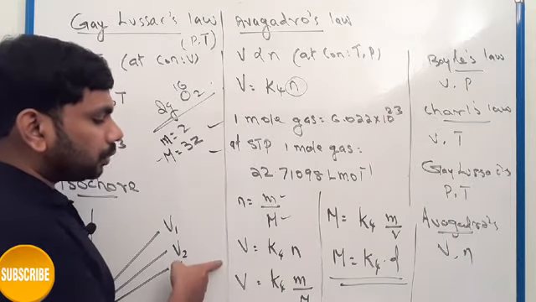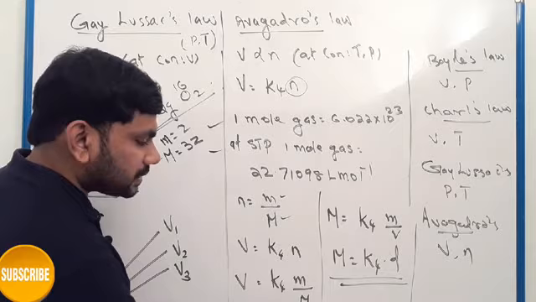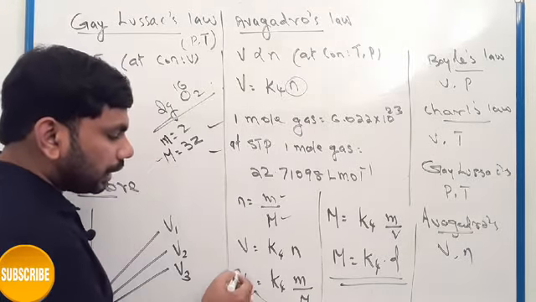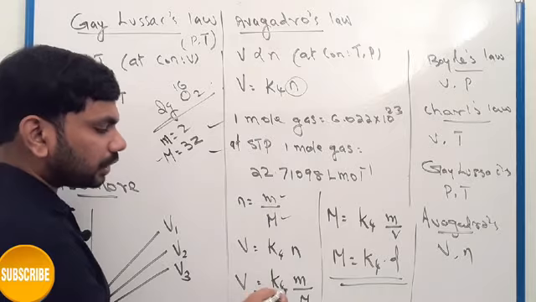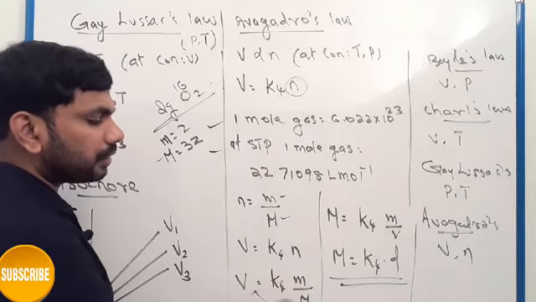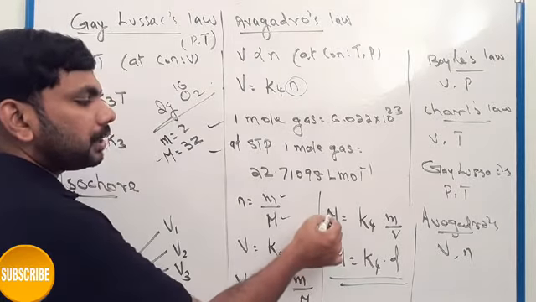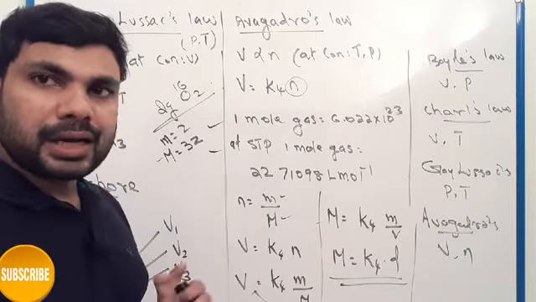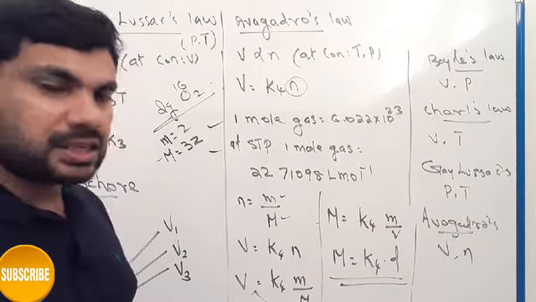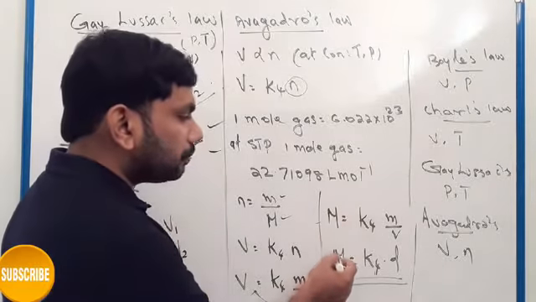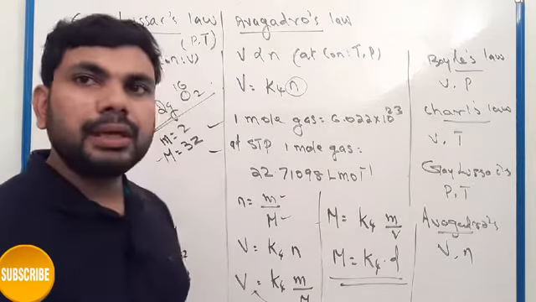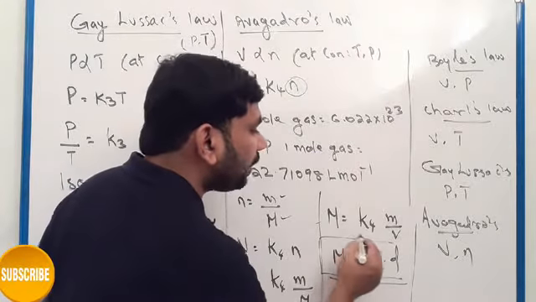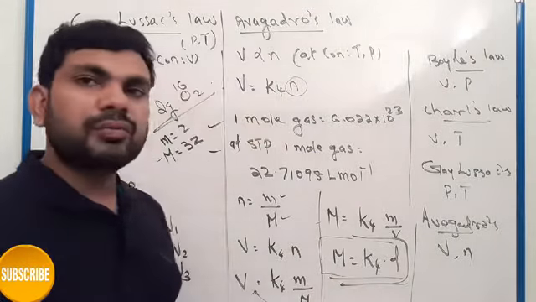Rearrange the equation: bring this M over here and bring V over here. So capital M equal to K4 into small m divided by V. Capital M equal to K4 into m by V. m by V, mass per unit volume, means density. So capital M is equal to K4 into d, where d means density. Clear? So using Avogadro's law, we can find the molecular mass of a gas.